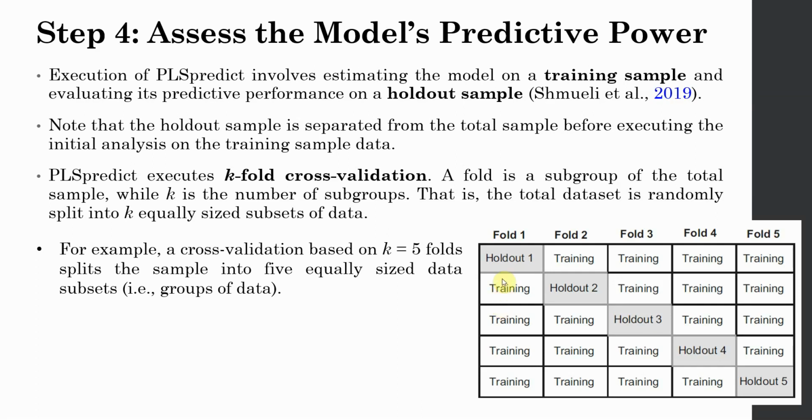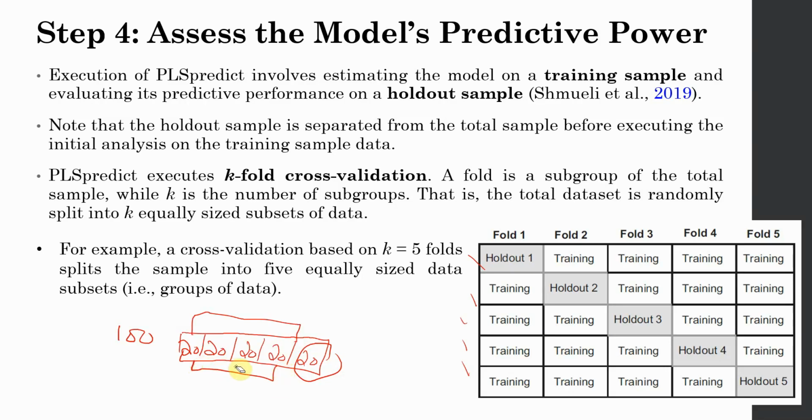So if you've got data, let's say we've got a sample size of 100. Now if that is divided into 4 training and 1 holdout sample, there'll be 20 here, 20 here, 20 here, 20 here, and 20 here. Now this here is your holdout sample and this here is your training sample. So your estimation is done on the training sample, and based on that estimation, your holdout sample is predicted. Now, this is for fold 1.